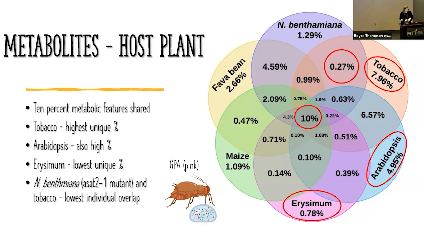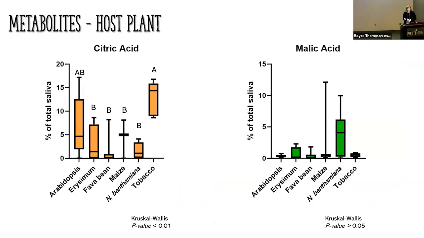And then benthamiana and tobacco, although they share the same genus, there was not a large overlap. So that's something that might want to be looked into for future discussion, because we're not quite sure why that overlap was so low. So we pulled out 2 really important metabolites from that 10% overlap.